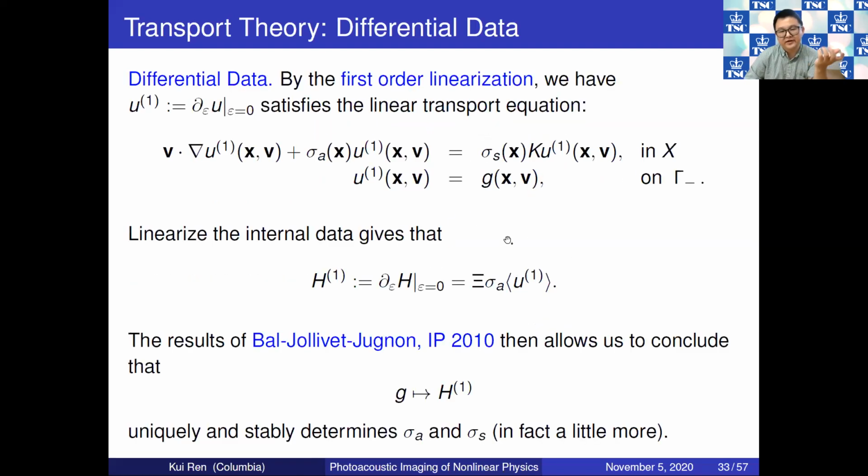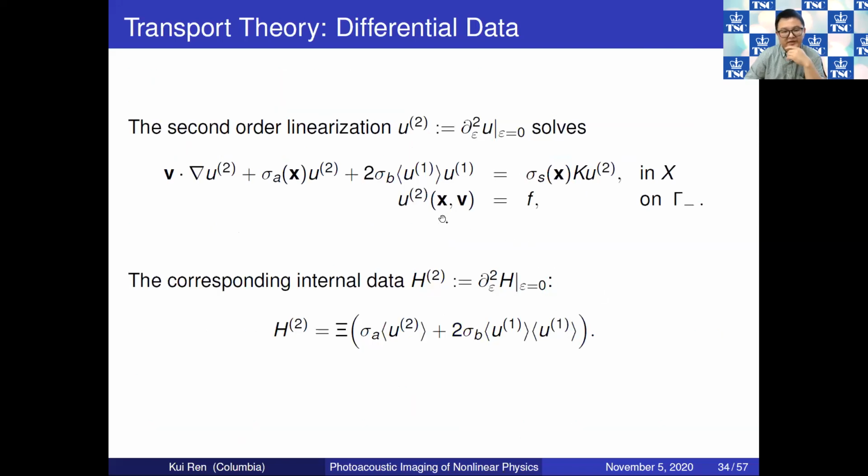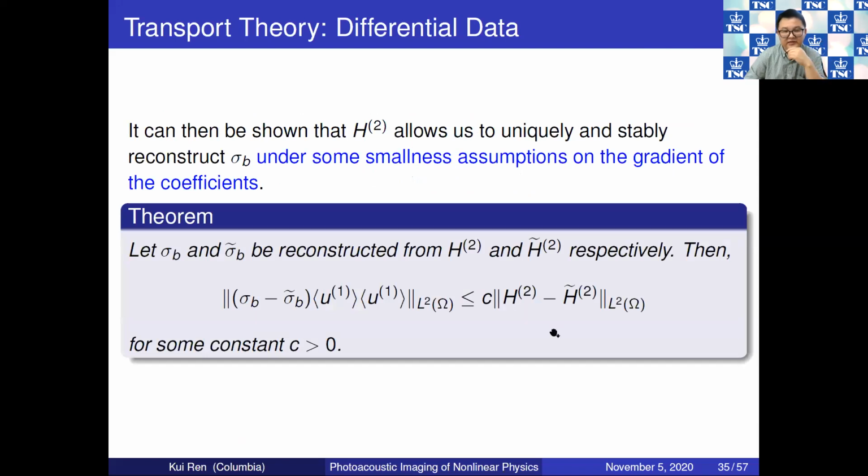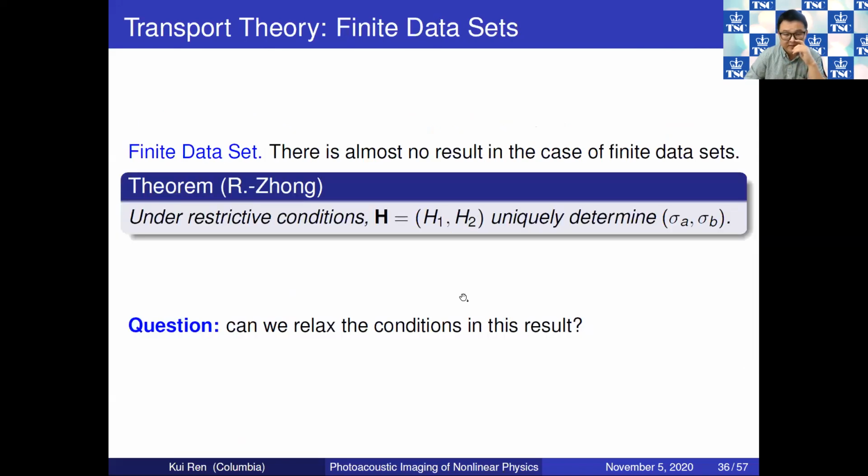So once you have reconstructed sigma A, sigma S, and chi, let's say you can do that, the next step is to recover sigma B, and that is an easy problem because there's only one coefficient there. So there's a stability result that you can get. Again, I'm not going to talk about all the conditions you need, et cetera. I'm running out of time.